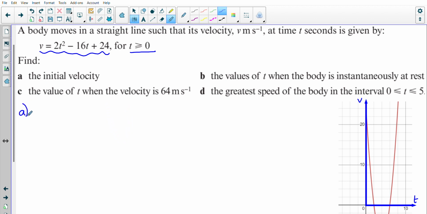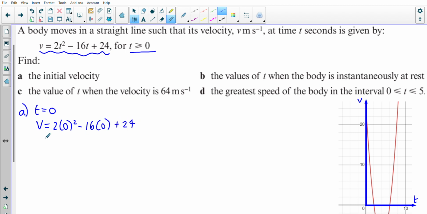So part A, find the initial velocity. If you can remember back to when we were doing SUVAT, the initial velocity sometimes is represented by u, and that's just at the start. So at the start, the initial velocity is when t is 0. So I'm going to substitute in t is 0 into here.